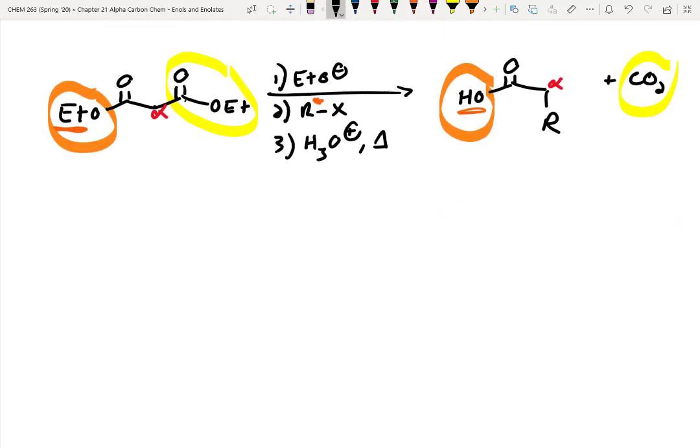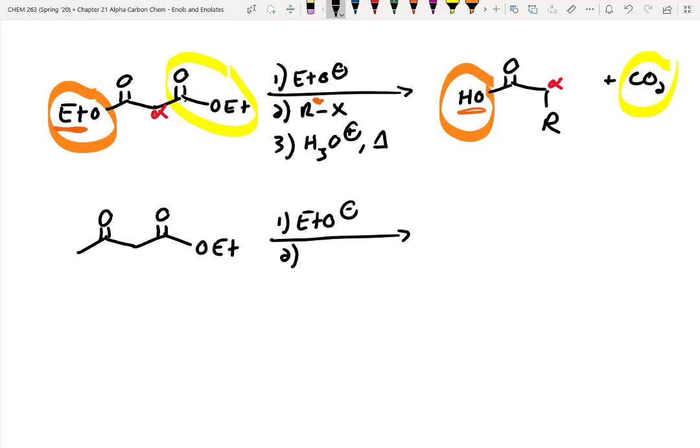We saw a similar reaction using a slightly different reagent. This is Ethyl Acetoacetate. Same thing. We can treat this with ethoxide, step 1. And then step 2, we can treat this with an unhindered alkyl halide. And then step 3, we can treat it with acid and heat.